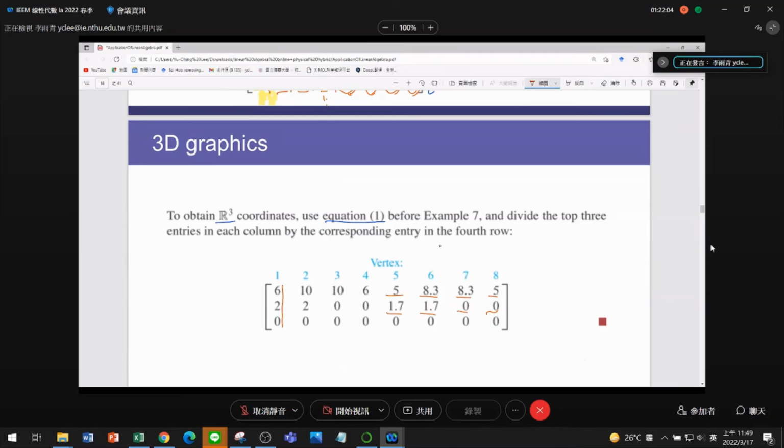Okay, so we use equation 1. We are able to convert the homogeneous coordinates back to the R3 coordinates.